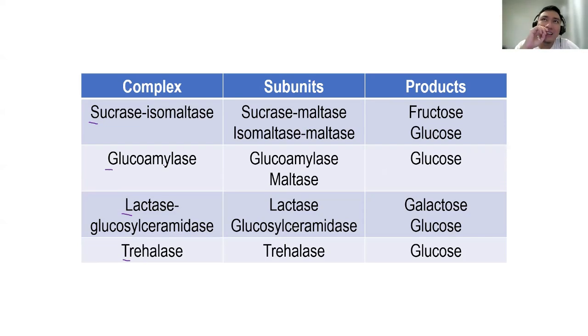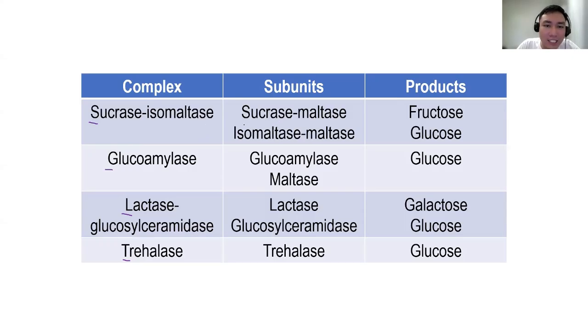Meaning, kunwari, di ba, for example, maltase, di ba, disaccharide yon and it will break down to 2 glucose molecules. Sucrase breaks down sucrose into glucose and fructose. Di ba? And lactase breaks down lactose into glucose and galactose. So ito yung apat na disaccharidase complexes natin. We have the first one, sucrase isomaltase complex.